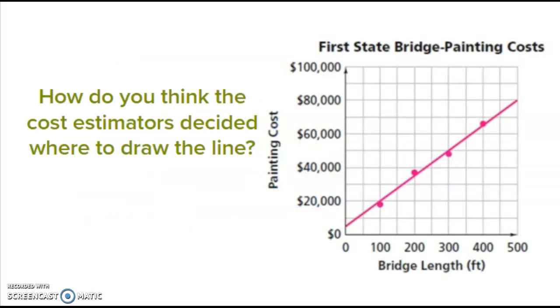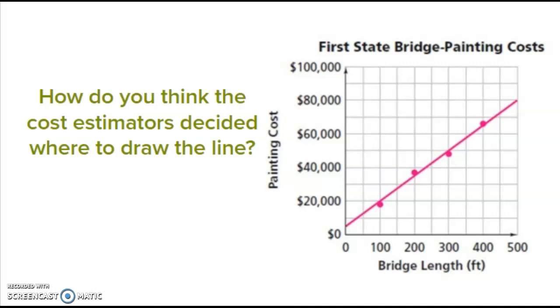All right, we are going to be dealing with this scatter plot for the next few slides. I'm just going to go through and talk to you about some problems that might show up when we are dealing with scatter plots. Take a look at the graph. Notice that we're talking about bridge length and the painting cost. So this would be like going and painting a bridge. If they were 100 feet long, it'd be about $20,000 to paint it. If it was about 500 feet long, it would be about $80,000. That's just what the graph is showing.